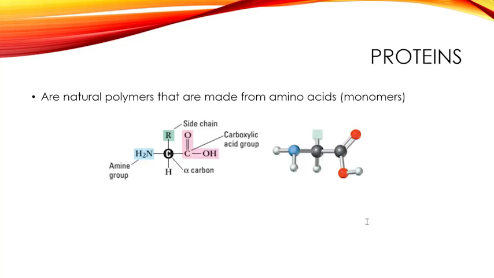Next, we have proteins. Proteins are also polymers. If you recall, for carbohydrates, the monomers are called simple sugars. For proteins, the monomers are called amino acids. You might have already heard of the term amino acids. So if there are no amino acids, there will be no proteins.